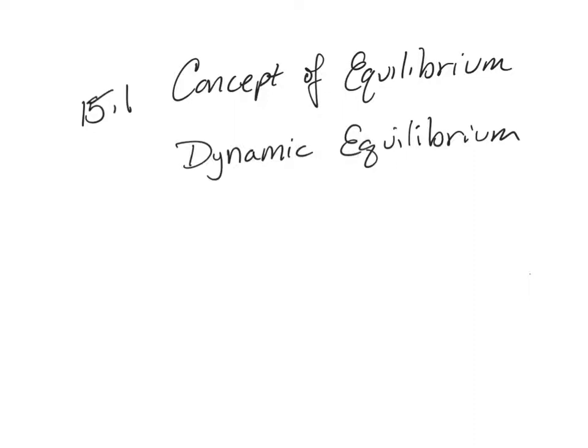Hello everyone. Let's start thinking about chapter 15, which is on equilibrium. This chapter lays the groundwork for many subsequent chapters, so it's good to have a strong sense of what's going on in this chapter. So we're first going to look at section 1 in your textbook, and this is just the concept of equilibrium. The main idea in this section is that of dynamic equilibrium.